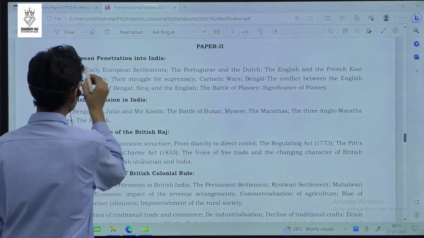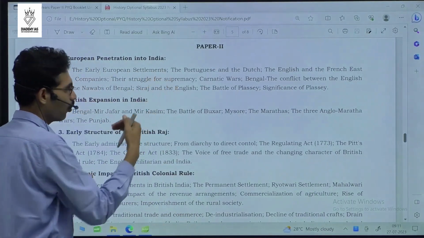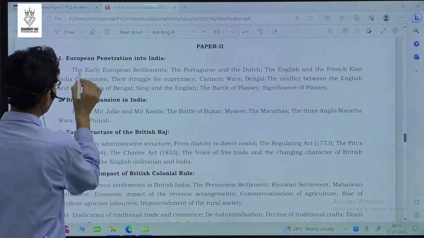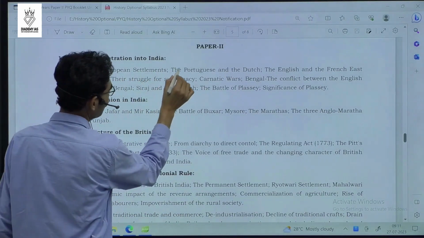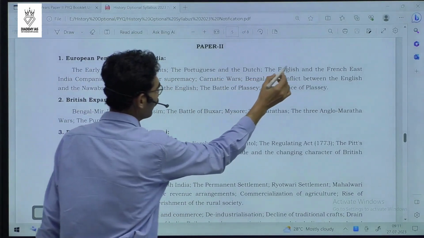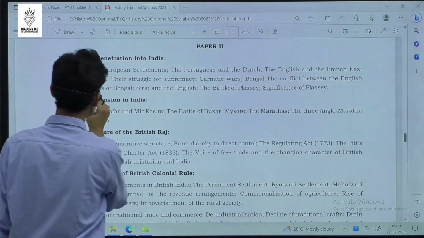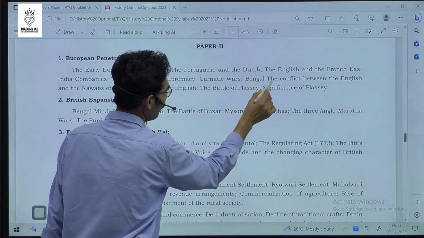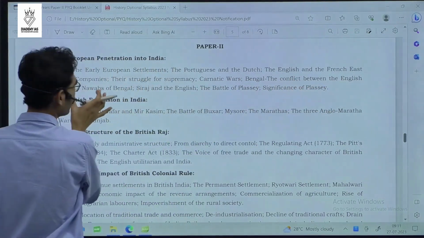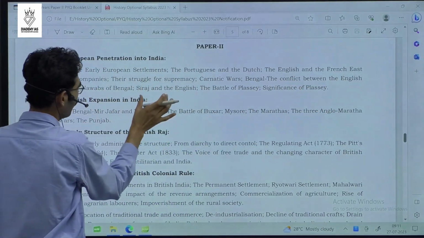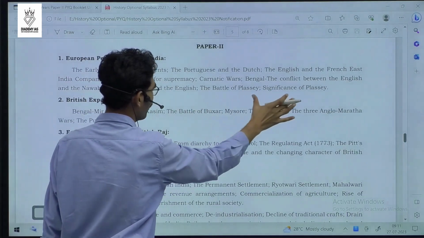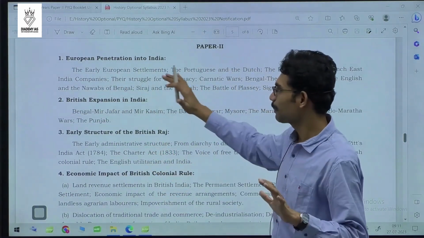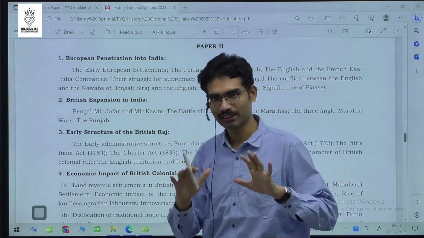Now, in this unit or chapter, what are the subtopics we have to study? It's clearly mentioned: the early European settlements, the Portuguese and the Dutch, the English and the French East India companies, their struggle for supremacy, Carnatic Wars, Bengal, the conflict between English and the Nawabs of Bengal, Siraj and English, Battle of Plassey, significance of Plassey. So this is the syllabus mentioned in the UPSC notification exactly.